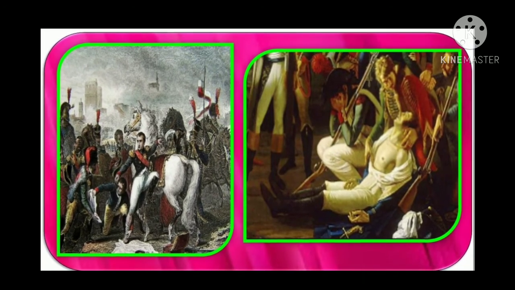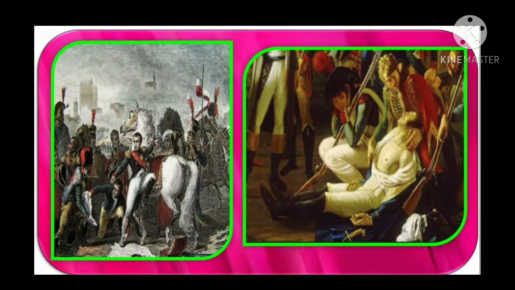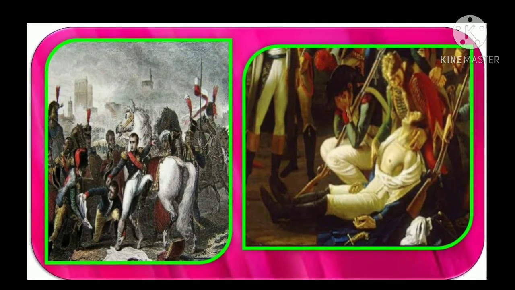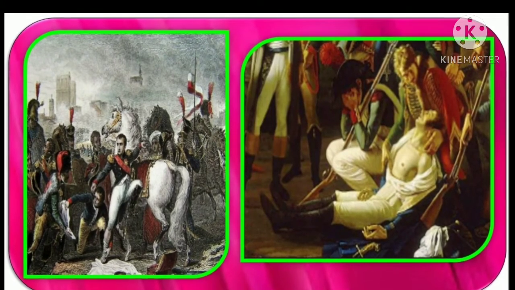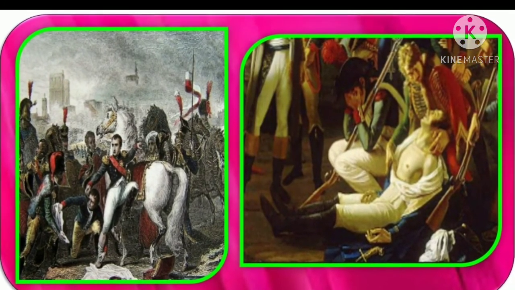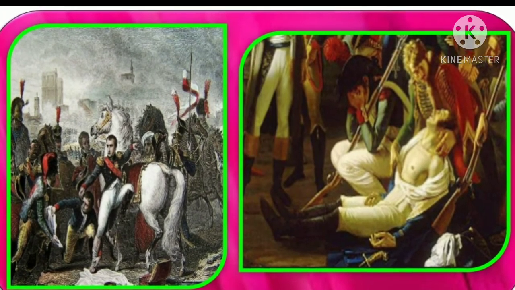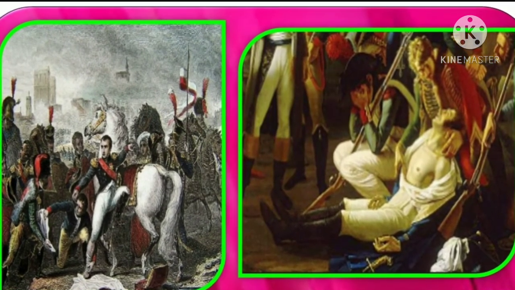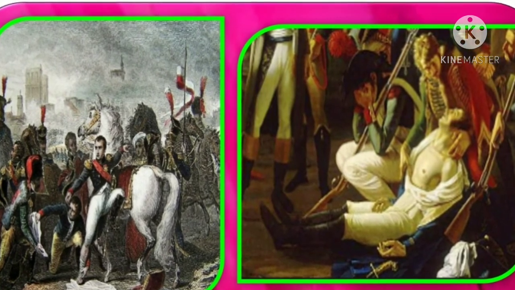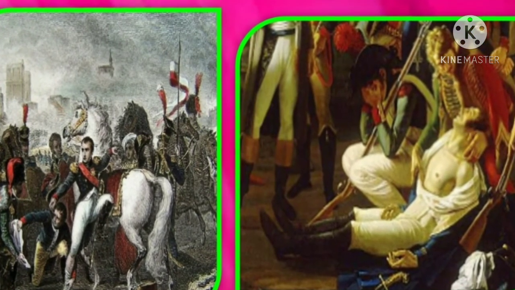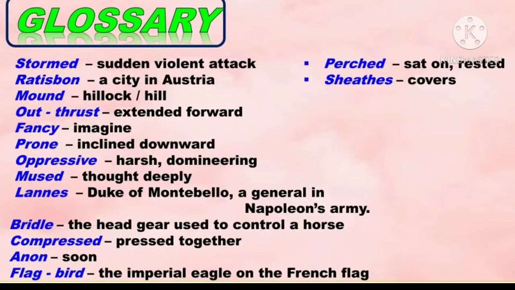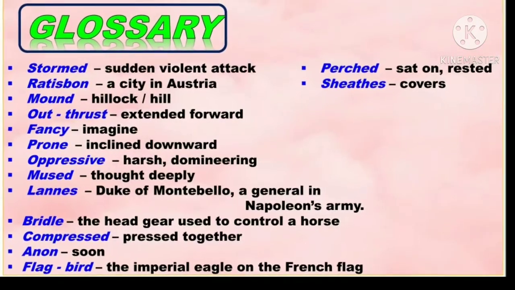Okay, when did the narrator find that the boy was badly wounded? Yes, when the boy kept his lips compressed to prevent the flow of blood from his mouth, the narrator found that he was badly wounded, right? Yes. Okay, why did Napoleon's eyes become soft as a mother eagle's eyes? Yes, Napoleon's eyes became soft when he found that the young soldier was wounded, isn't it? Yes.